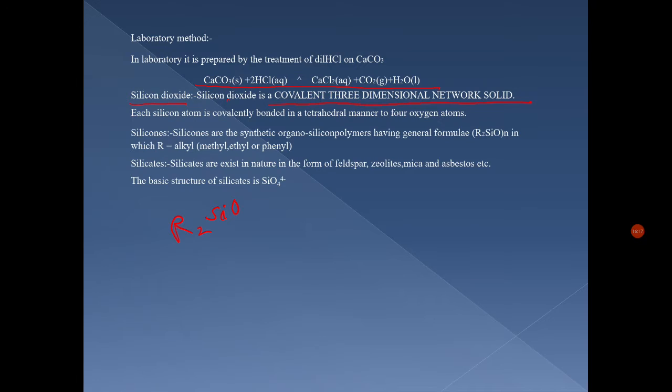Silicates. Silicates exist in nature in the form of feldspar, zeolite, mica, asbestos, etc. The basic structure of silicate is SiO4. They show a tetrahedral structure.